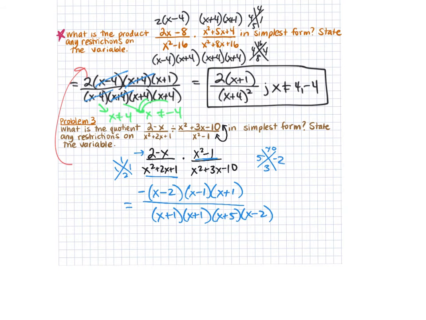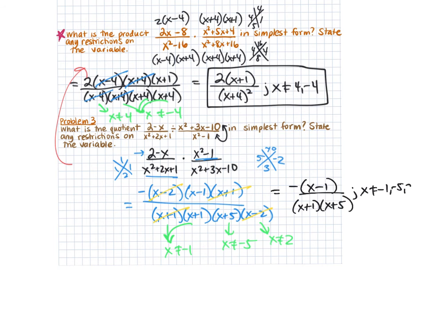Okay, before we cancel, x cannot be negative 1, x cannot be negative 5, and x cannot be 2. And then we'll cancel an x plus 1, and we'll cancel an x minus 2. See what happened there? Because we had taken the GCF out here of negative 1 and made that x positive, we were able to cancel with that. Otherwise, we couldn't have canceled that without taking out the negative. So we are left with negative x minus 1 over x plus 1 times x plus 5. And x cannot be negative 1, negative 5, or 2.